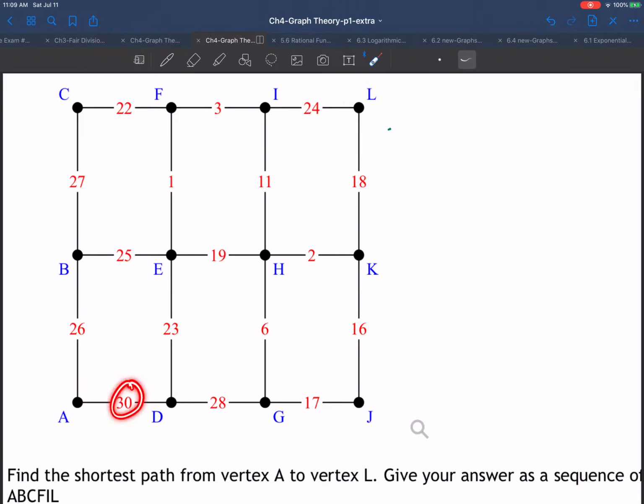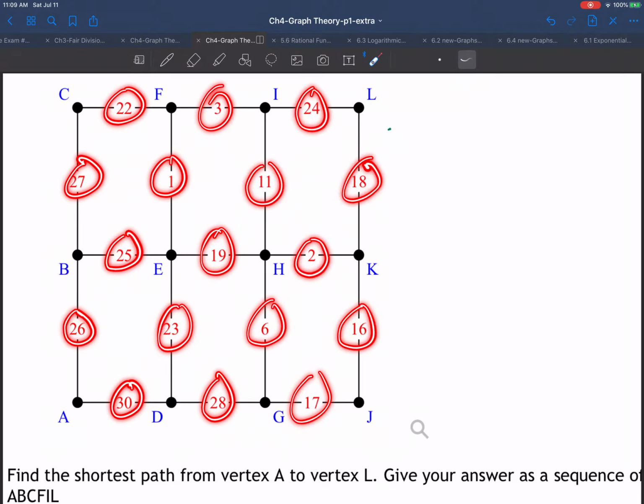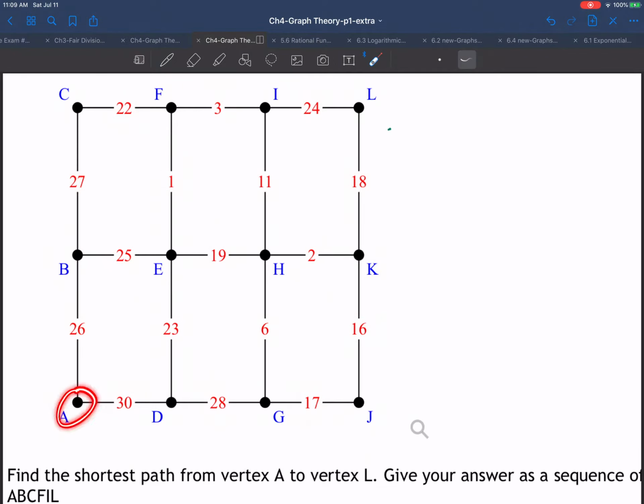These numbers that are on every line tell how far it is. So this would be like locations around the city and how many minutes it takes to get from location to location. So to get from A to B takes 26 minutes, maybe. And from B to E takes 25 minutes, etc. So we want to figure out what's the shortest route that we should take to get from A to L. That is the question, from A to L. From point A to point L, what's the shortest route, the shortest path?